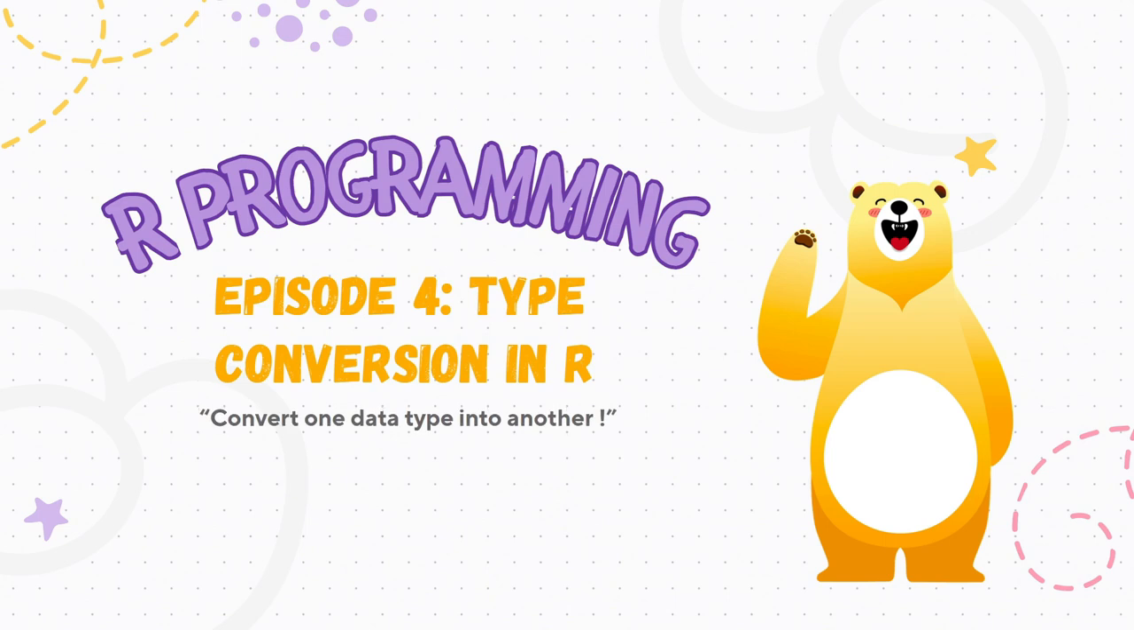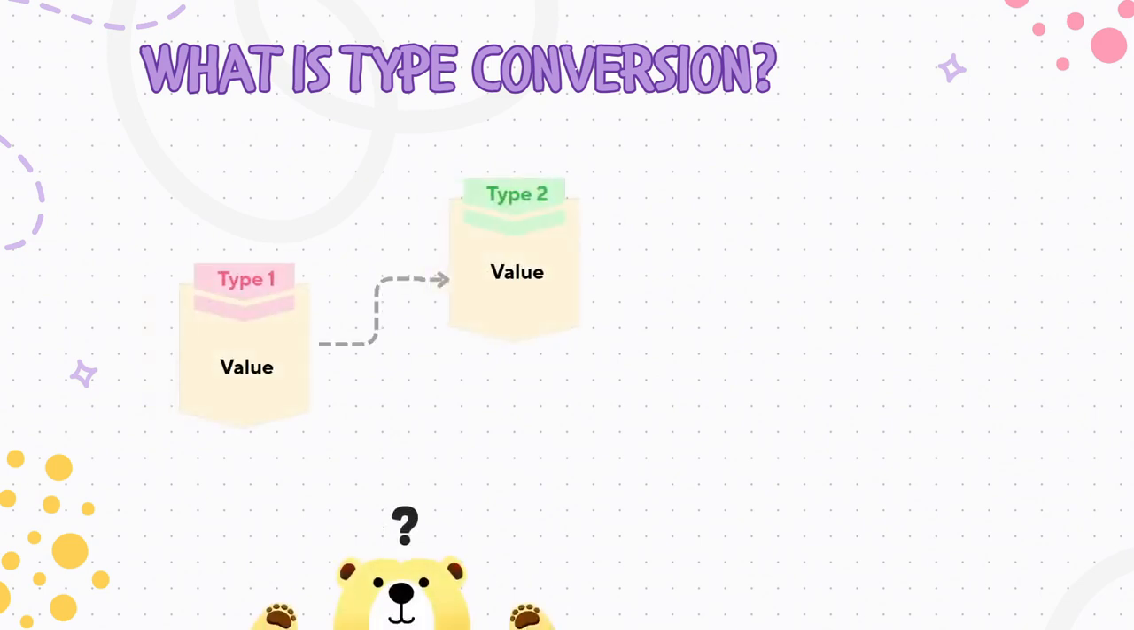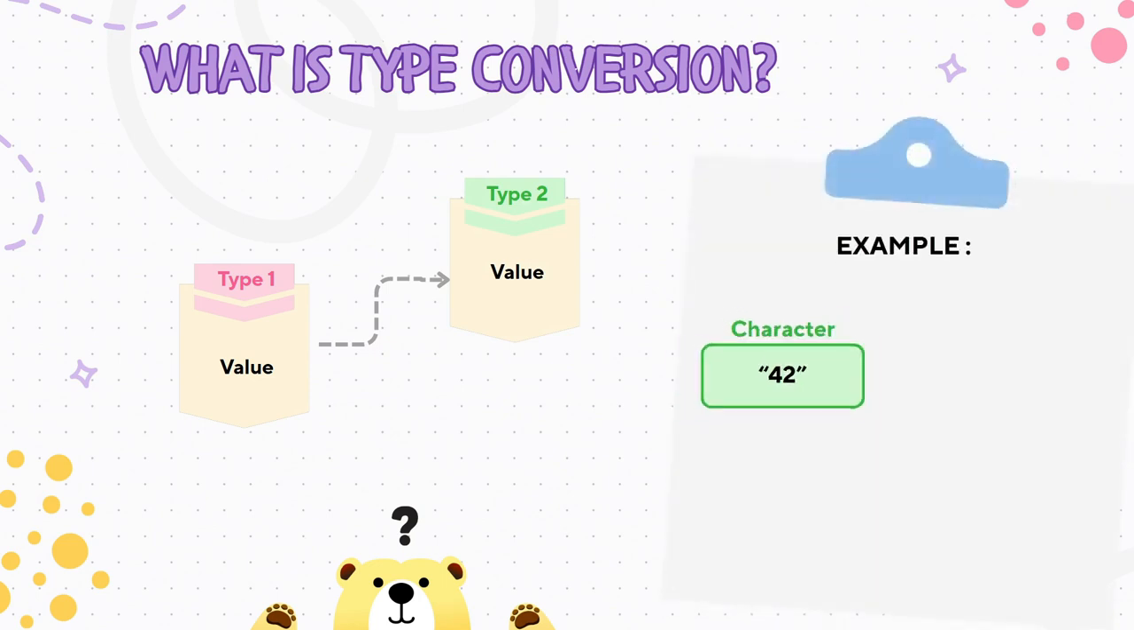So, without further ado, let's get into the first topic for this video, which is, as always, what is type conversion? Type conversion is simply changing a value from one type to the other. For example, converting a character string like 42, which is wrapped inside quotes, that's how you know it's a character string, to a numeric value of 42. So we can do calculations with this value as well, which is the freshly converted value.